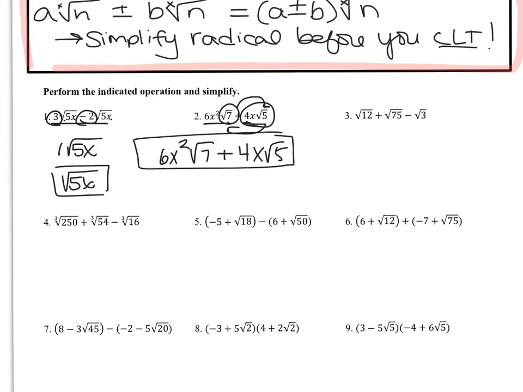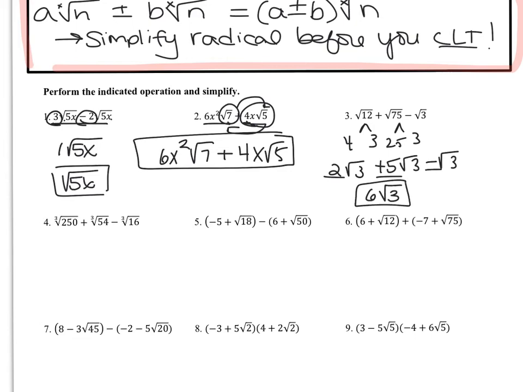If I go ahead and look at number 3, none of these have the exact same radical, so I've got to simplify first. So I'm going to simplify 12, that's 4 and 3, which makes 2 rad 3. 75 is 25 and 3, which is 5 rad 3. And then I have minus rad 3. So now I'm just going to combine all my coefficients because all my radicals are the same. 2 and 5 make 7. 7 and negative 1 makes 6, so I have 6 rad 3.